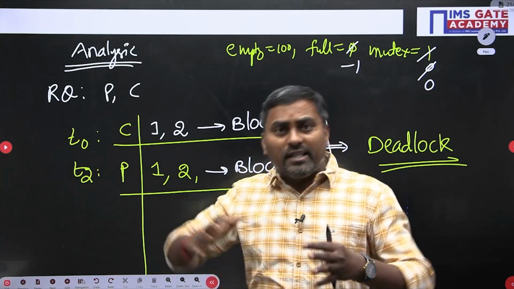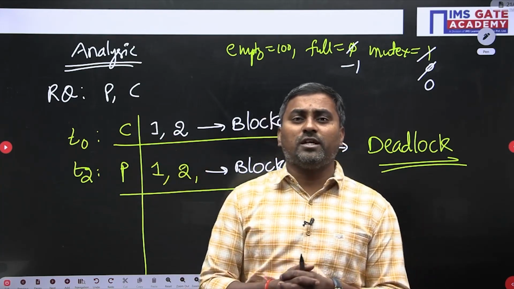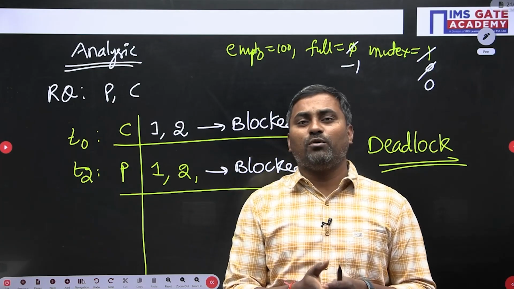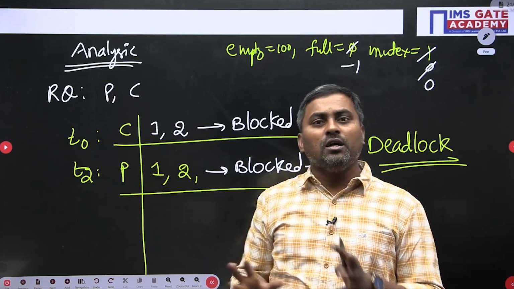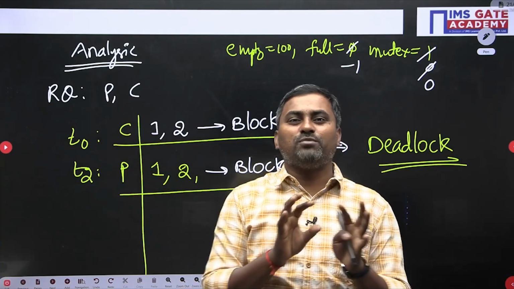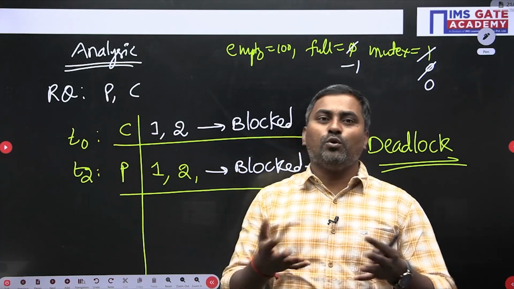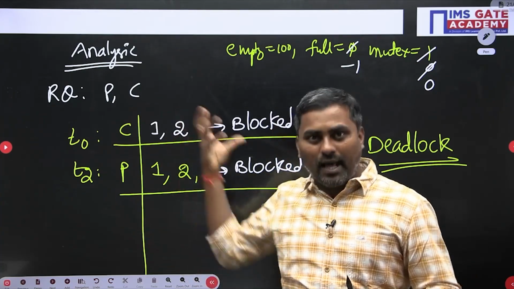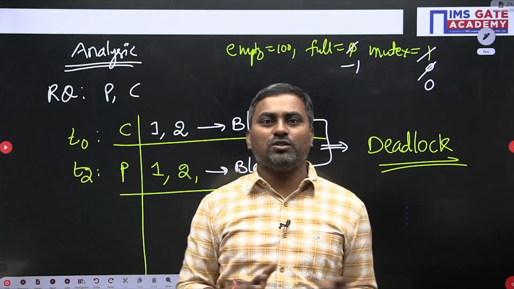In the previous year GATE exams, I think a couple of times they have framed a question on producer consumer. They give a code as it is, with some mistakes or some kind of observation made statement-wise, and you have to choose. If you understand this code and the analysis part well, you will definitely be able to solve that type of question.